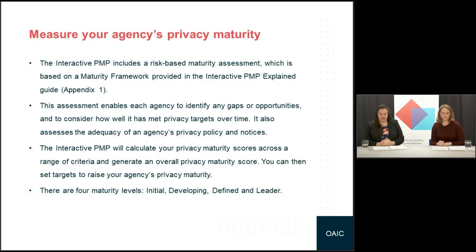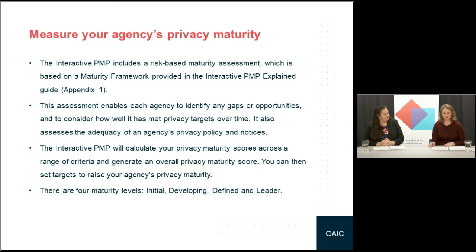So moving to the first formal step of actually preparing your PMP, and that's measuring your agency's current privacy maturity. In this step, you complete the risk-based maturity assessment of your agency based on the framework provided in the PMP guide. You'll find that in Appendix 1. The maturity framework gets you to consider a range of criteria or elements related to your agency's governance and culture, privacy strategy, privacy processes, risk and assurance processes, and your data breach response strategy.